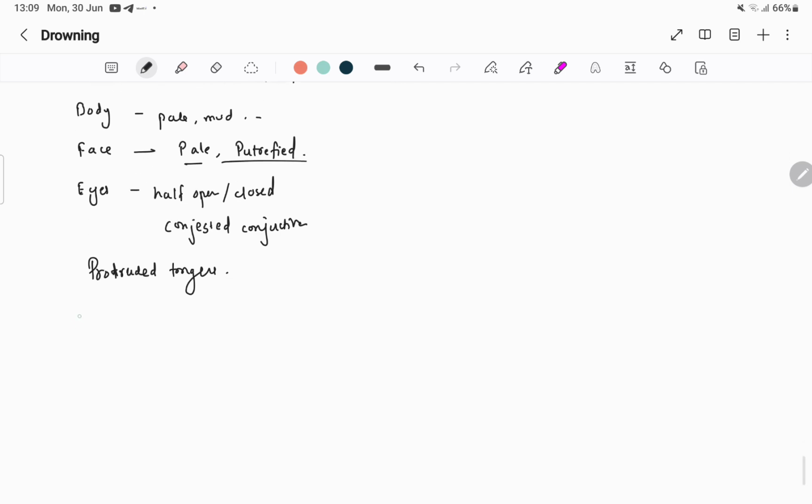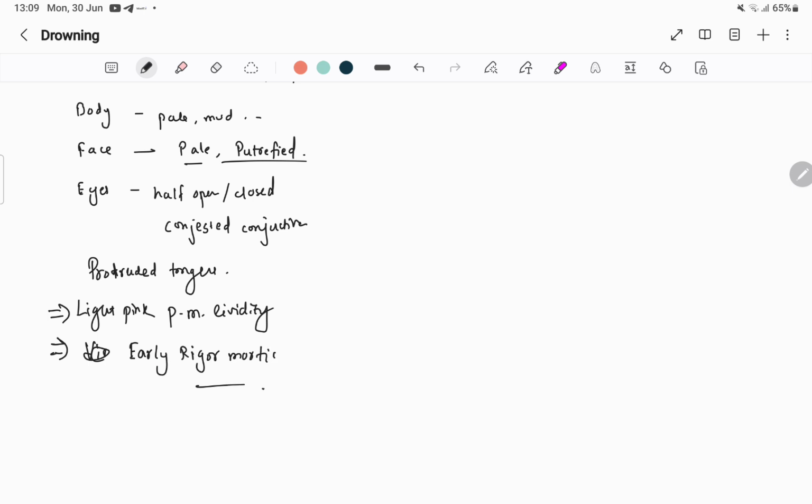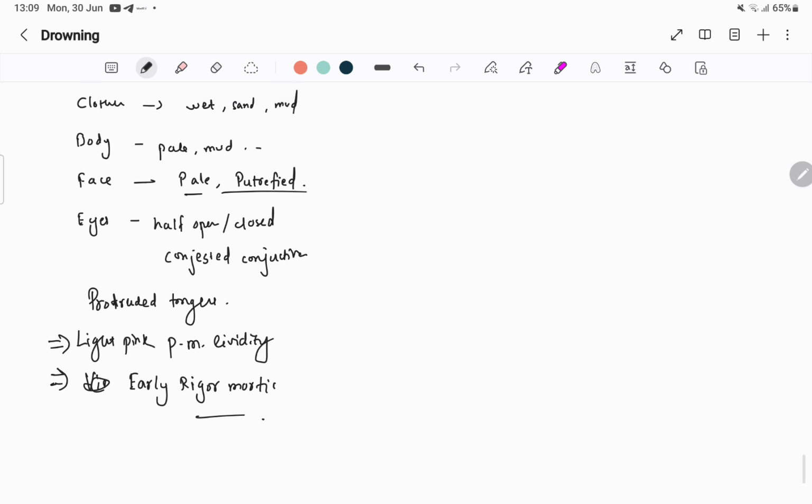There will be light pink, very important, light pink post-mortem lividity. There will be violent rigor mortis. There will be violent struggle, right? So early rigor mortis. All of this.